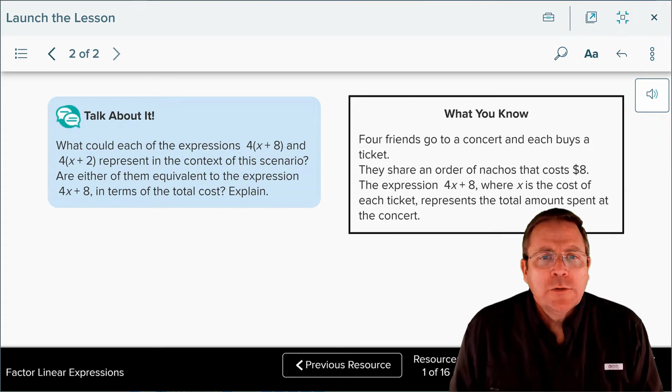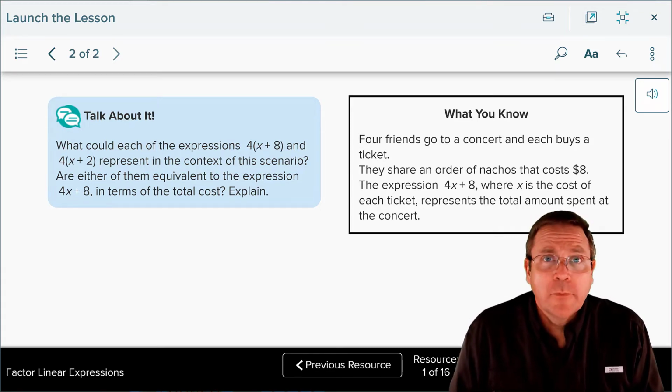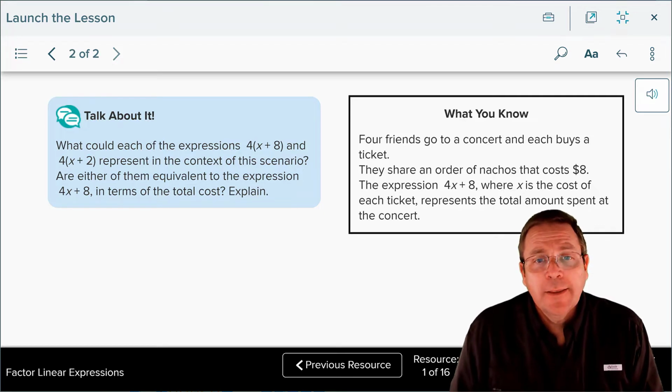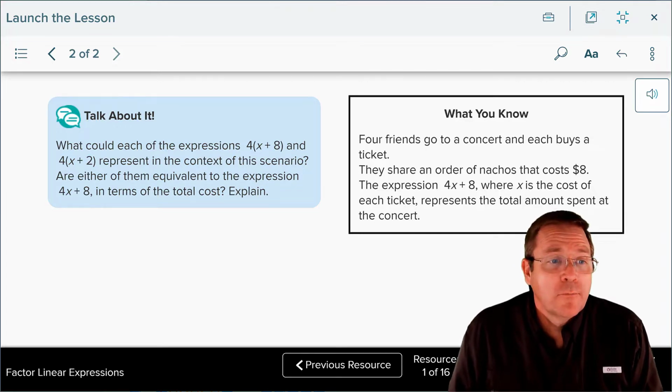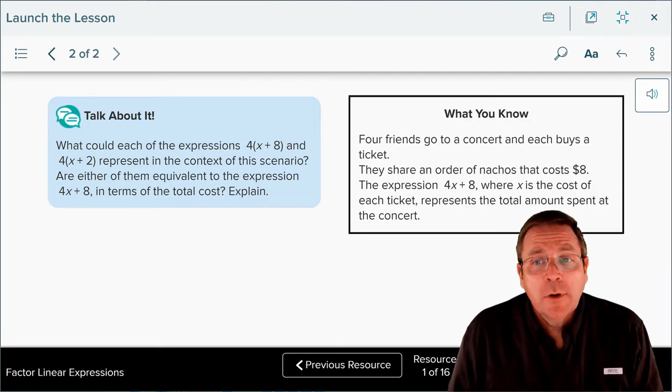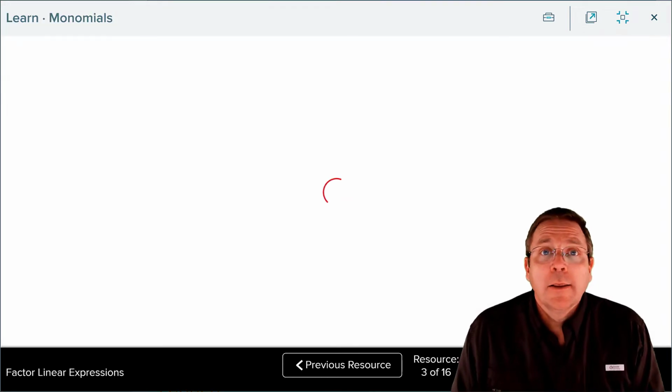What could each of the expressions 4 times the sum of x and 8 and 4 times the sum of x and 2 represent in the context of this scenario? Are either of them equivalent to the expression 4x plus 8 in terms of the total cost? And explain your answer. These are the kind of things we're going to learn how to do in this lesson.